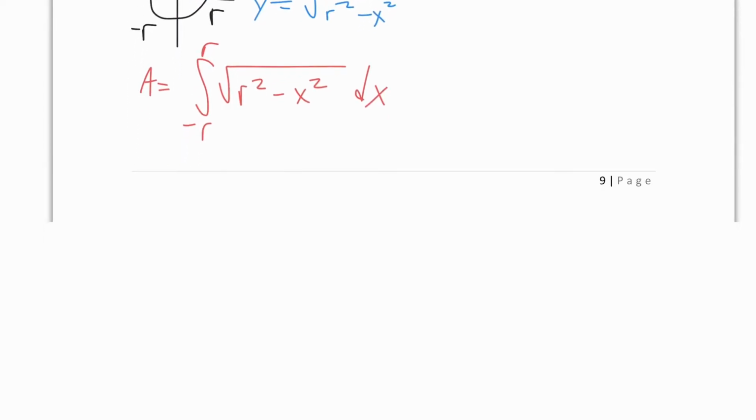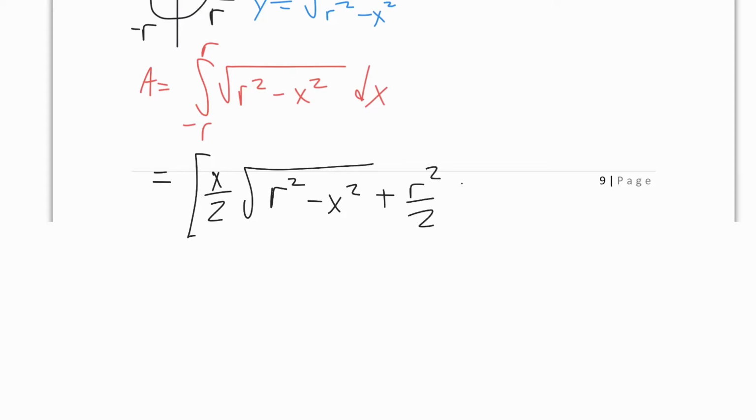Now that might look like a very scary integral, but we can use our knowledge from that formula we developed before. This is exactly that formula that took so long to work on. So we get x over 2 times the square root of r squared minus x squared, plus r squared over 2 times sine inverse of x over r, and we're going to evaluate this from negative r to r.